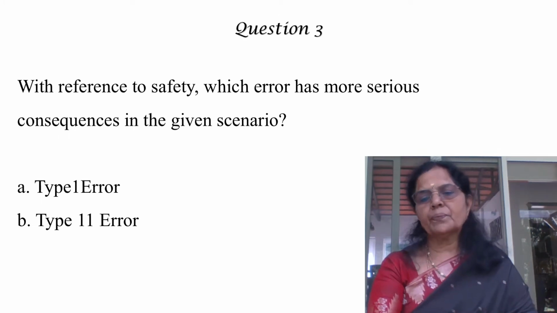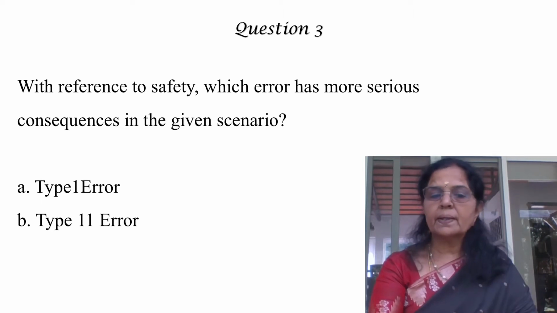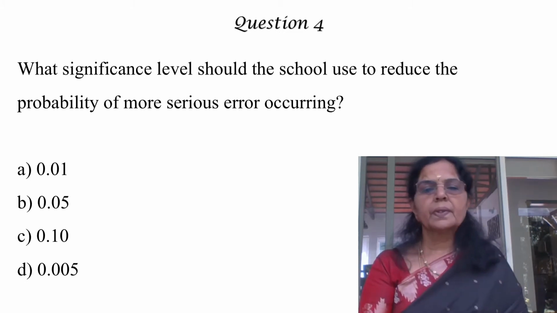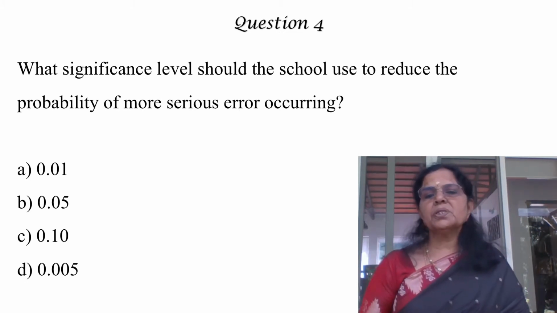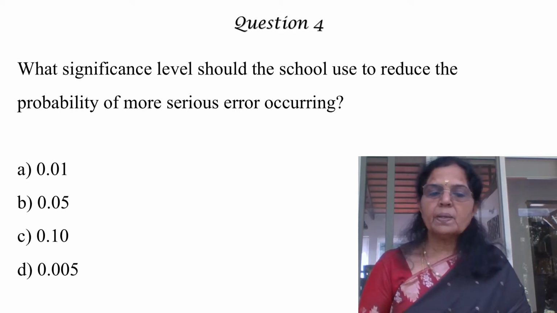And question number 3. With reference to safety, which error has got more serious consequences in the given scenario? Option A, type 1 error. Option B, type 2 error. Question number 4. What significance level should the school use to reduce the probability of the more serious error occurring? Option A, 0.01. B, 0.05. Option C, 0.10. And option D, 0.005.